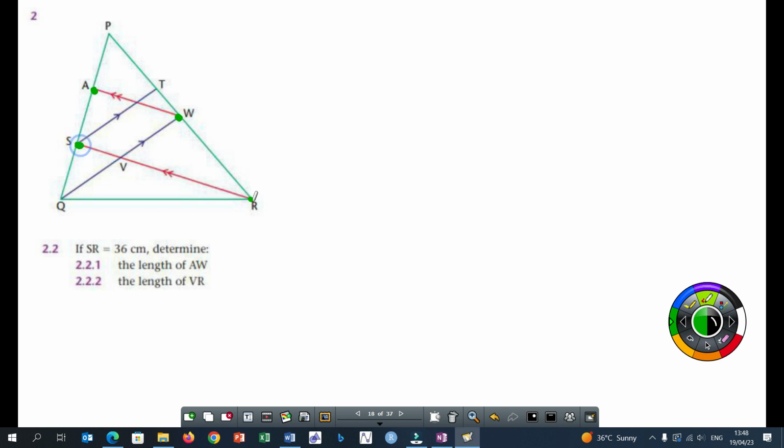So SR is given as 36. So this is 36. Then we need to determine AW.